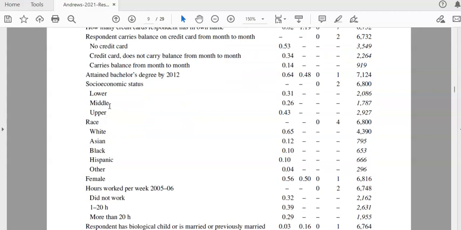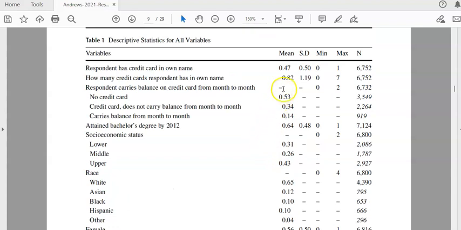You can see different parts here. These are percentages here. The formatting is a little funny here. But this is mean, standard deviation, minimum, maximum, and then n, which is the sample size. You can read this by looking at, okay, the respondent has a credit card in their own name. 47% of the sample had a credit card in their own name. How many credit cards a respondent has in their own name? The average is 0.82. Probably a better indicator would be median, since these are integers, not a scale variable. But the standard descriptive statistics approach here is more about percentages.